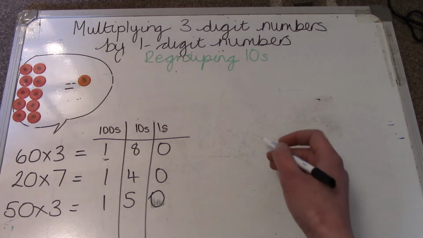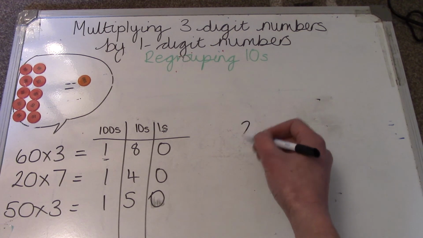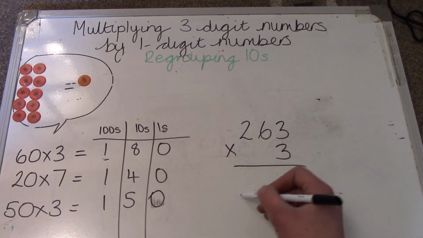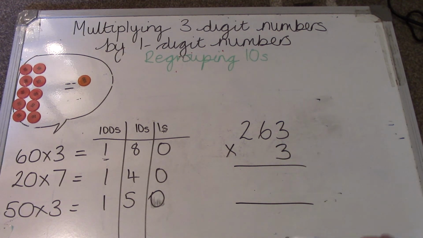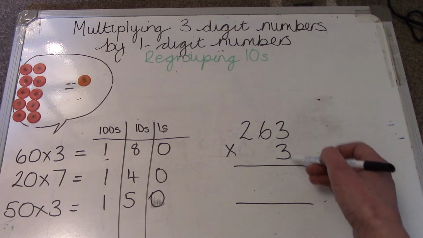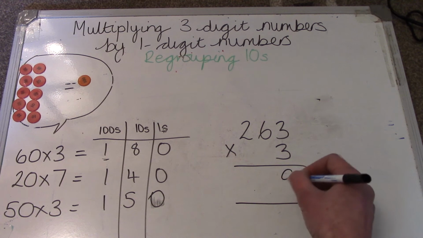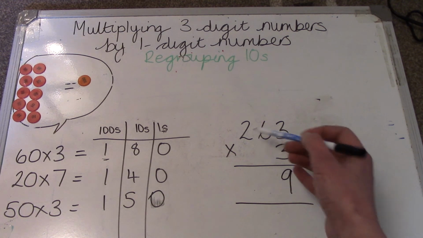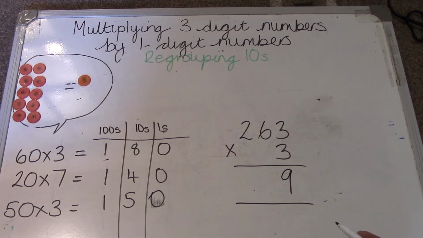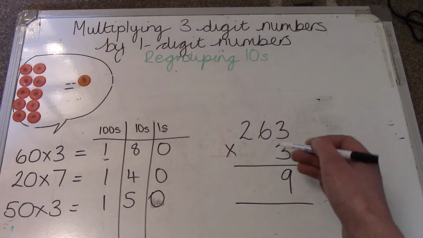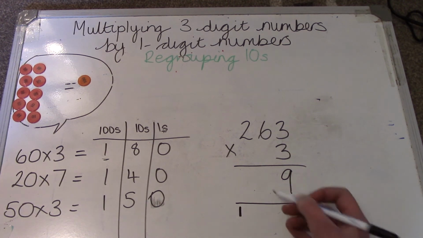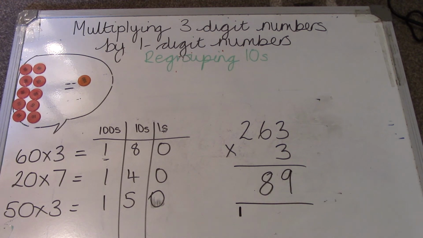Okay, so the first example I'm going to do for you is 263 multiplied by 3. Remember, as we always tell you, the ones are in the ones column, the tens are in the tens column, the hundreds are in the hundreds column. So 3 multiplied by 3 is 9. Here we go. 3 times 6 is 18 tens, or 180. And you need to put the 100 under the hundreds and the 8 in the tens column.